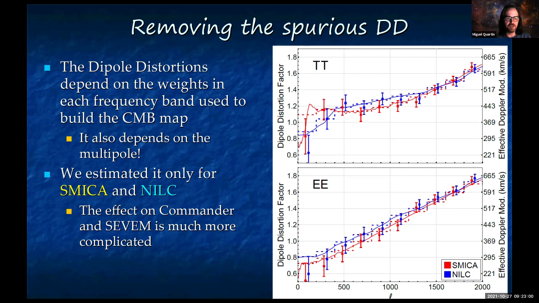For Commander and SEVEM, the effect is very nonlinear. It's really tough to estimate what this effect is in the end in different multipoles. So we did it for SMICA and NILC, but it's fine because it already gives us two maps. So we can test if the pipeline is working by confronting both, okay? So this is estimated for temperature and polarization. And it depends a bit on the multipole, right? We don't use a constant.